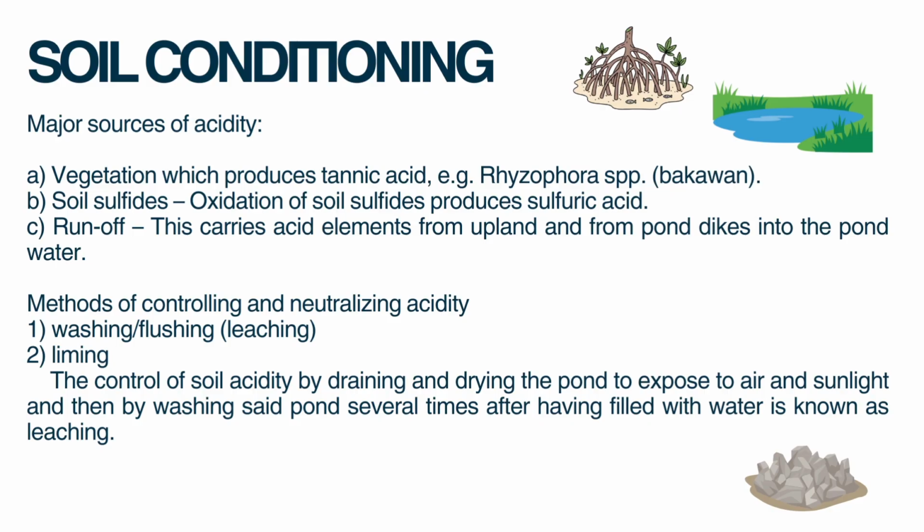So there are two main methods to control and neutralize acidity. First is washing or flushing, also called leaching. This involves draining and drying the pond so the soil is exposed to air and sunlight. Afterward, the pond is filled with water and washed several times to remove acids and improve soil condition. Second is liming, which involves applying lime to neutralize acidity and raise the pH to a suitable level for aquatic organisms. Together, these two methods help maintain pond soil and water in a healthy, productive condition.